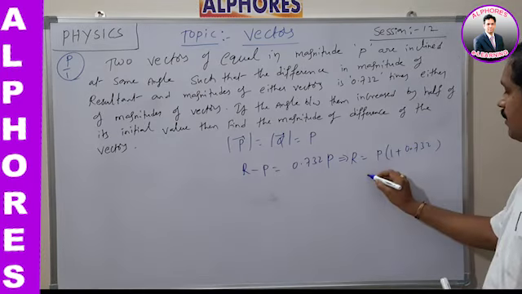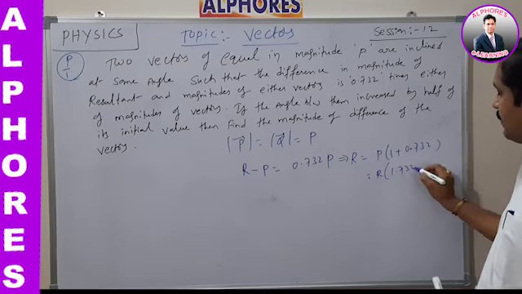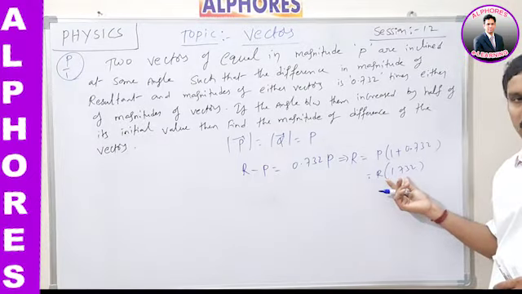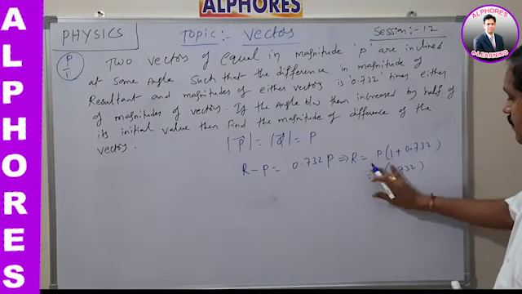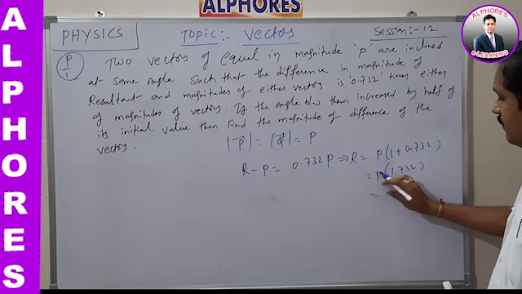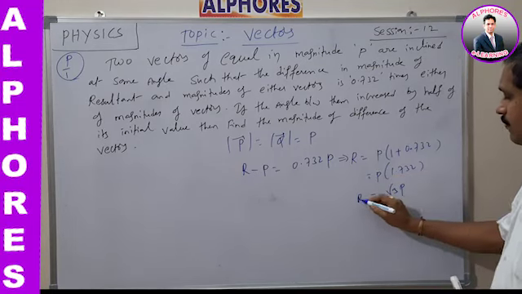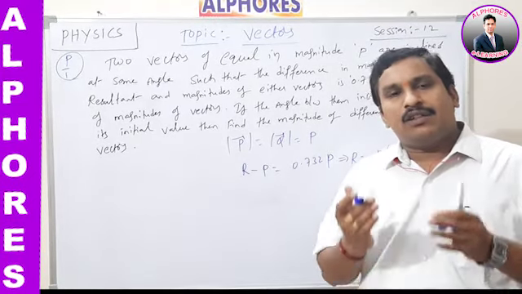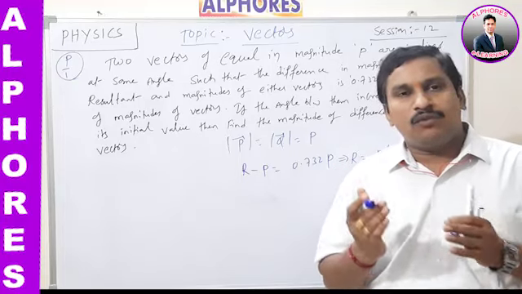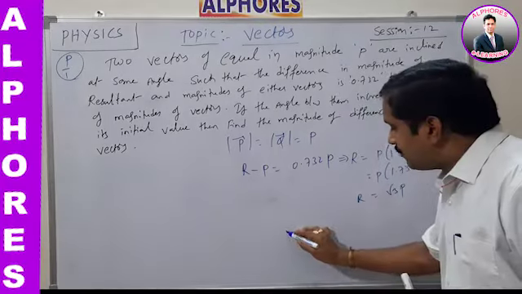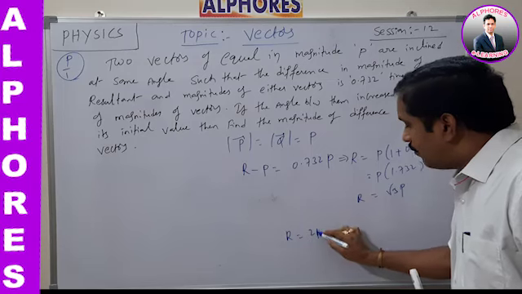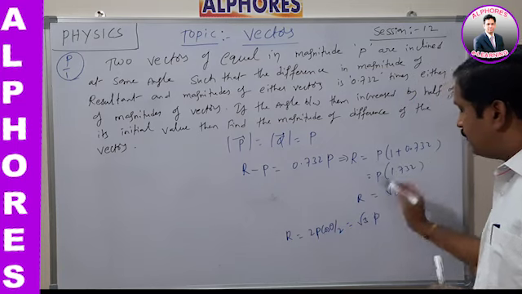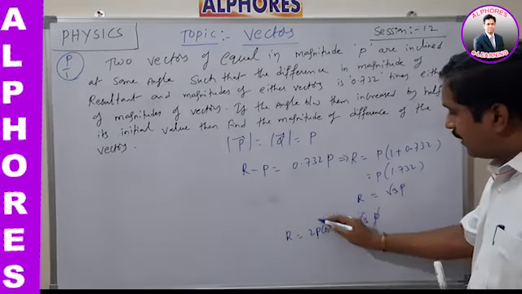That means this is nothing but P into 1.732. What about the 1.732 value? It is nothing but root 3, right? So R is equal to root 3 times P. But we know, as per the resultant of vectors, if the two vectors have equal magnitude, what is the expression for the resultant? R is equal to 2P cos theta by 2. That is equal to how much? We are getting root 3 P. That means P and P get cancelled.